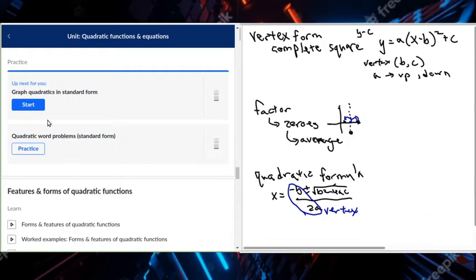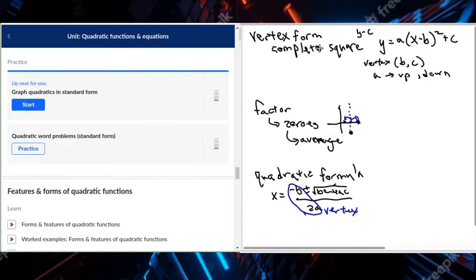Okay, so we're going to start working on graphing quadratics. And in general, that means we need to figure out where the vertex is and where a couple of important points are on the parabola. And there are a few ways to do that.